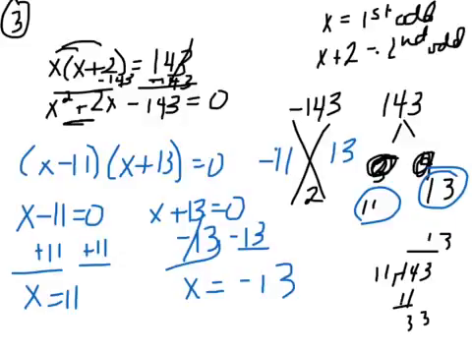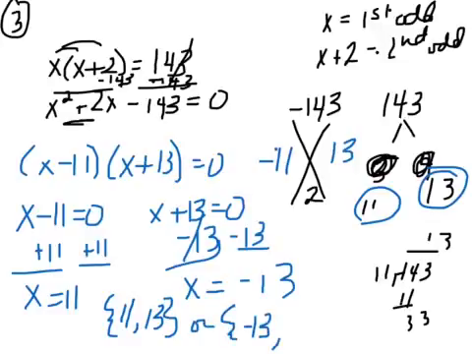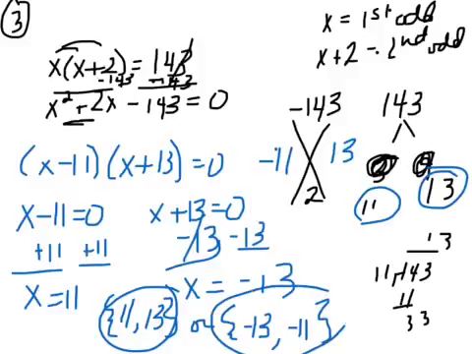If the first number is 11, the next odd would be 11 plus 2, which is 13, okay? So that's one set of answers. Or what if the first number were this negative 13? If you add 2 to it, you'd get negative 11, and that would also work. So there's two sets of answers here that you could get. Okay? All right, let's look at number 5.